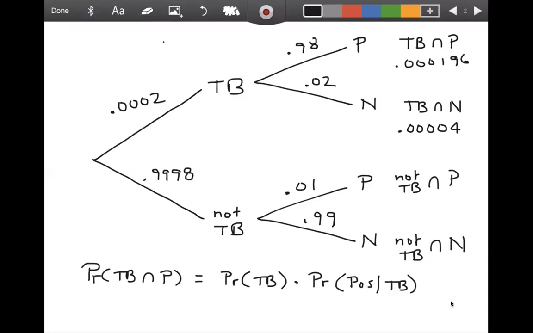The probability that they don't have TB and they test positive is 0.9998 times 0.01, which is 0.009998. And finally, the probability that they don't have TB and they test negative is 0.9998 times 0.99, which is 0.989802.